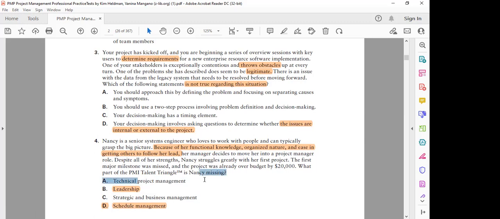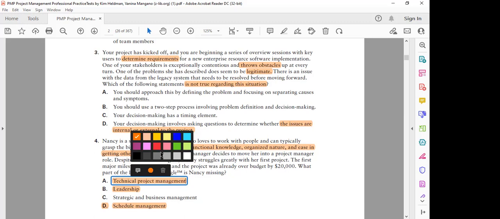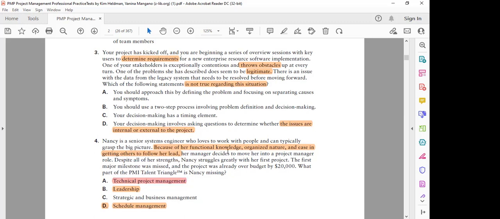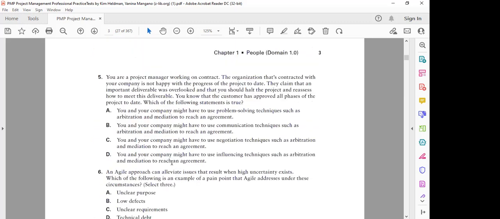She has technical skills, but she is missing the technical project management skills. That is the problem. It's not about strategic business decision making, because once a person has knowledge, he can make the decisions. But the person does not have the technical knowledge of implementations. So yes, A is actually the answer. Let's go to the next. They are very difficult questions. If you are able to crack them, it means you can easily do it.